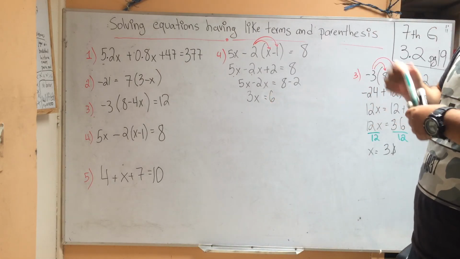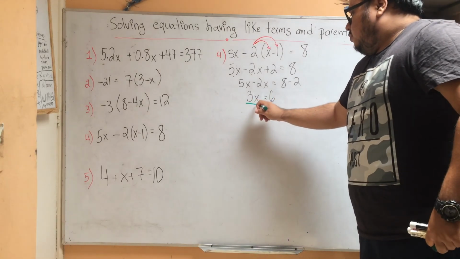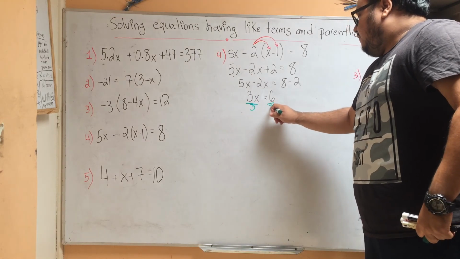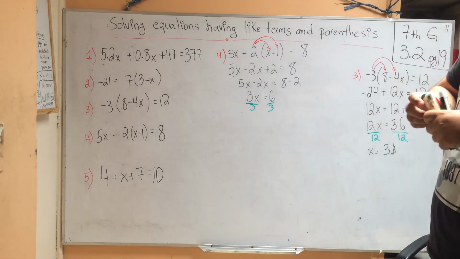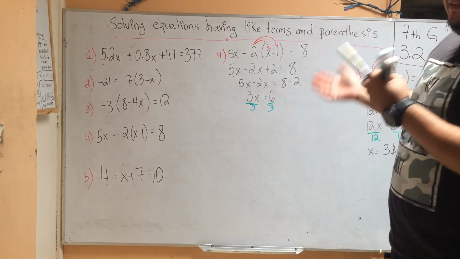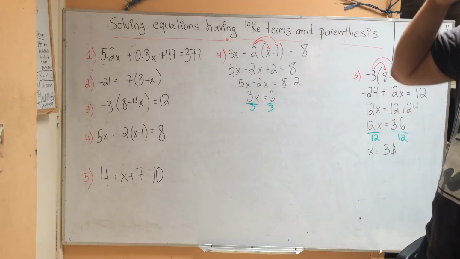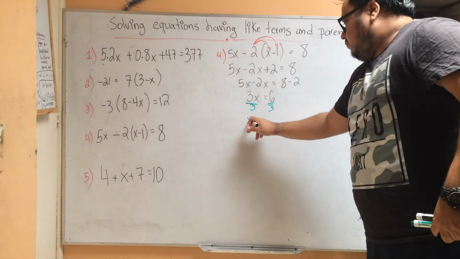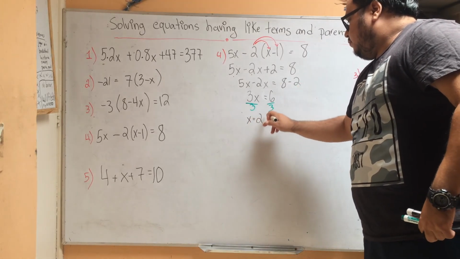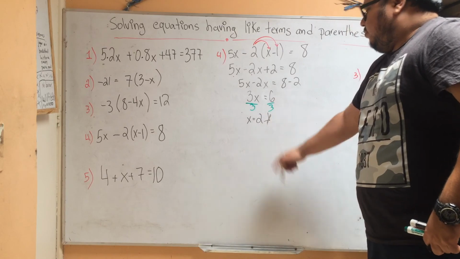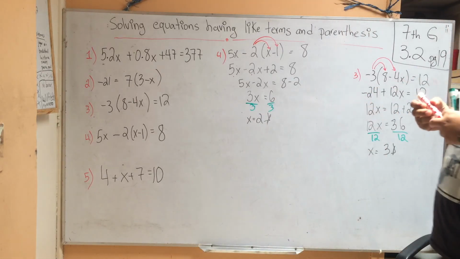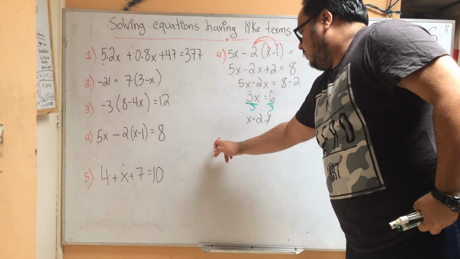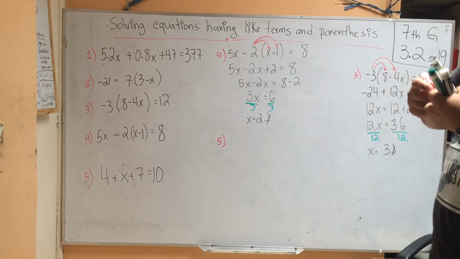Now, what do we do with that 3? We move it to the other side, or we just divide by 3 on both sides so that we can have a balance. Remember, in an equation, what I do on one side, I need to do on the other. So we have x equals 6 divided by 3, 2. And let's do number 5.